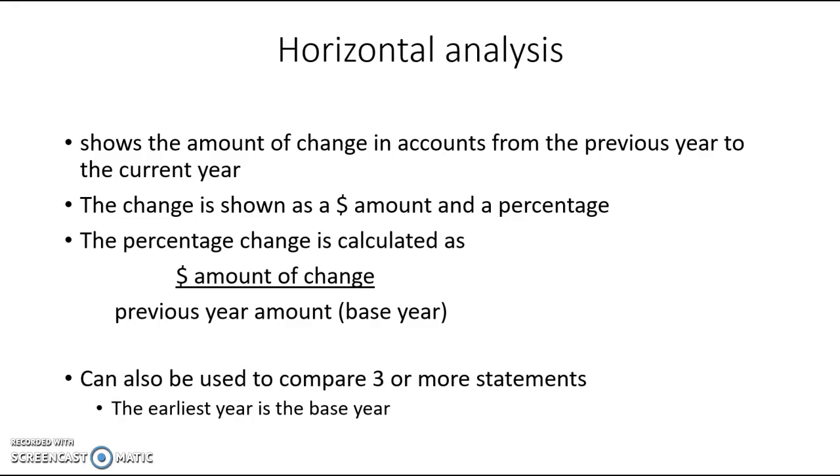So horizontal analysis is where we look at the change from the previous year to the current year. And we're going to calculate the change as a dollar amount by just subtracting the previous year from the current year. And then we're also going to find the percentage of the change. The percentage of the change is found by taking the dollar amount of the change and dividing it by the previous year. If you are doing horizontal analysis on 3 or more years, then the earliest year is always the base year. It's always the denominator when you're getting the percentage.